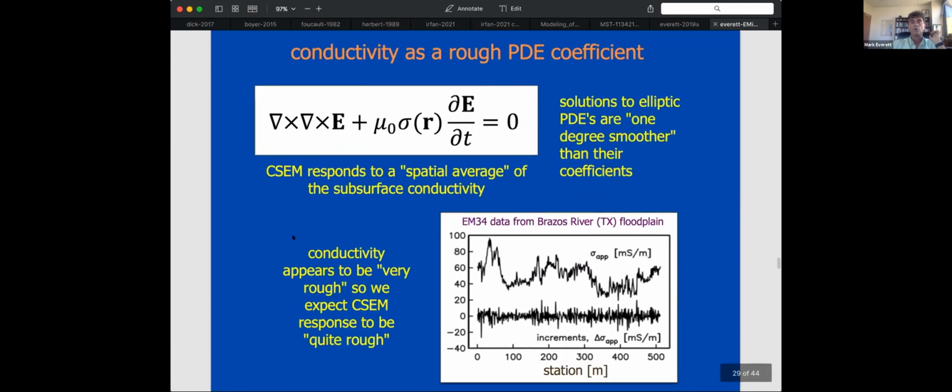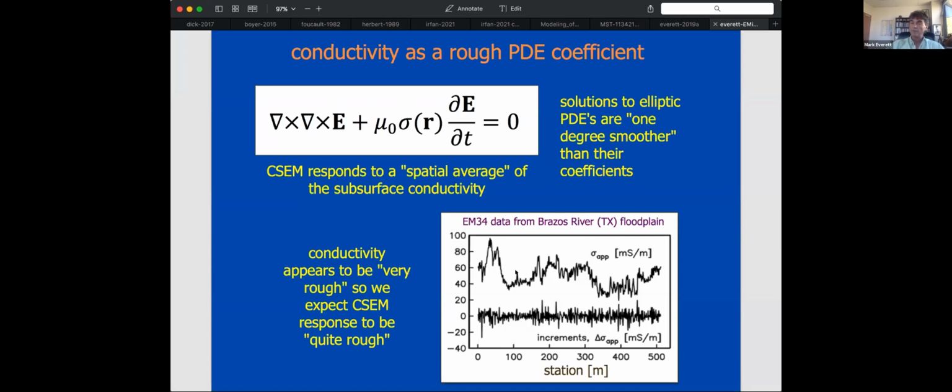This is the equation for the diffusion of electric fields into the earth, or into a medium of conductivity sigma. And we all know that EM data is somehow a spatial average of the subsurface electrical conductivity over the region we're looking, like within the footprint of the instrument. And mathematicians will tell you that solutions to these types of equations are always smoother, in fact, 1 degree smoother than their coefficients. Okay, and that accords with our intuition.